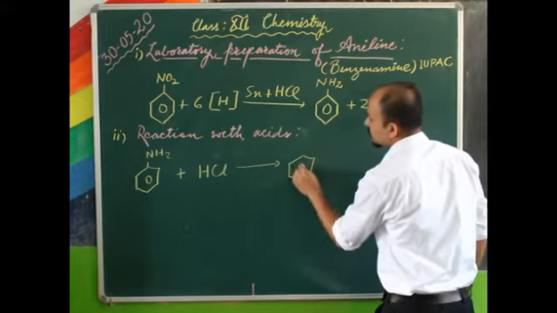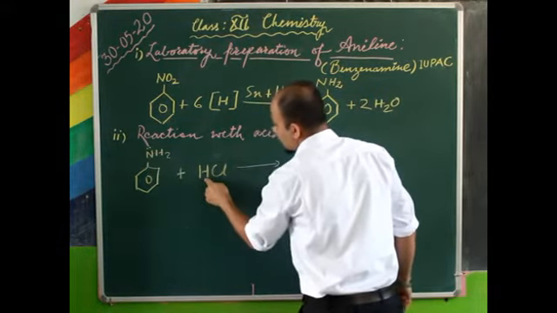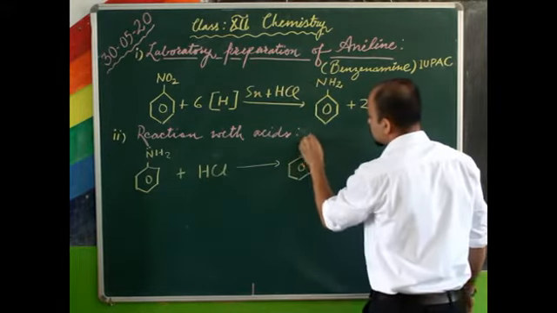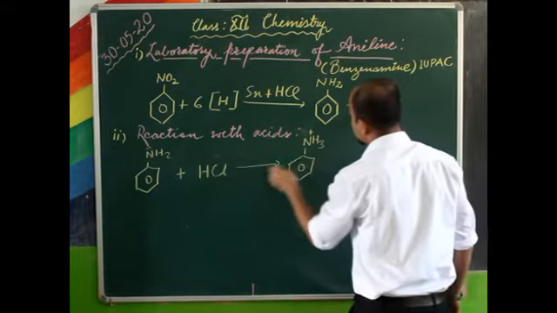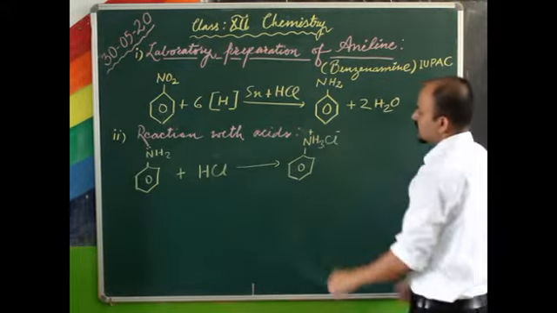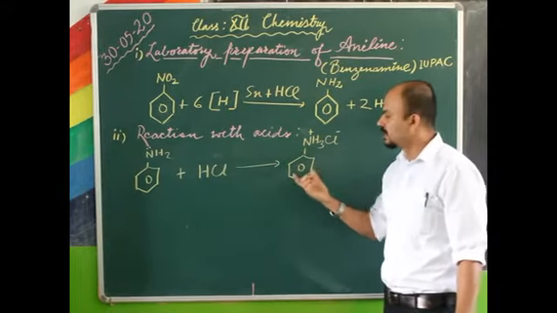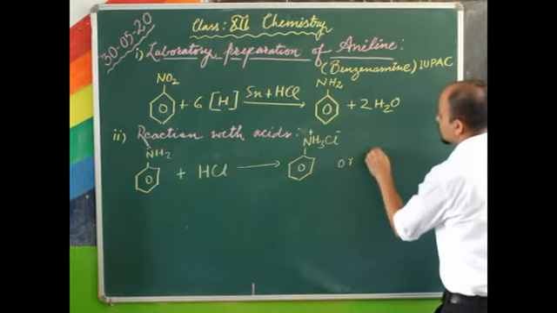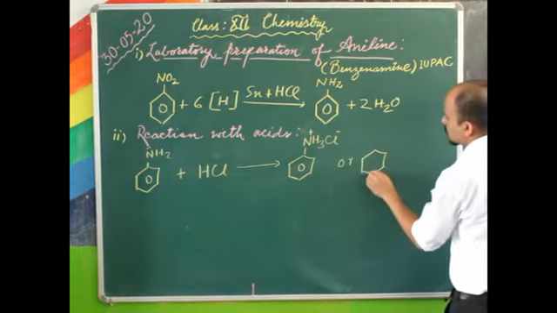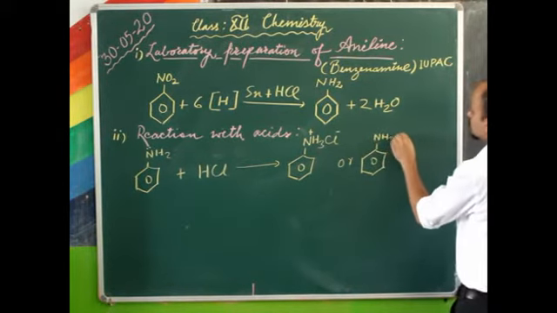So this can be written as, since this contains a lone pair, it will abstract this hydrogen, therefore it will stay as NH3 plus, and now this Cl minus will come nearer to it and stay. Whenever you have cation and anion together in one compound, that is a salt. This can also be written as NH2 dot HCl.